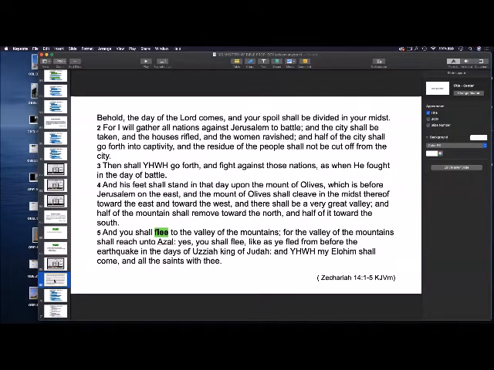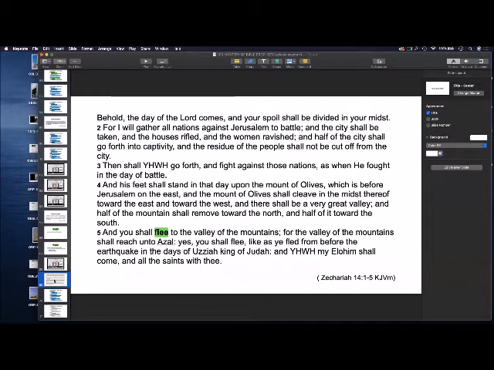For I will gather all nations against Jerusalem to battle, and the city shall be taken, and the houses rifled, and the women ravished, and half of the city shall go forth into captivity, and the residue of the people shall not be cut off from the city. Then shall Yahweh go forth and fight against those nations, as when he fought in the day of battle.